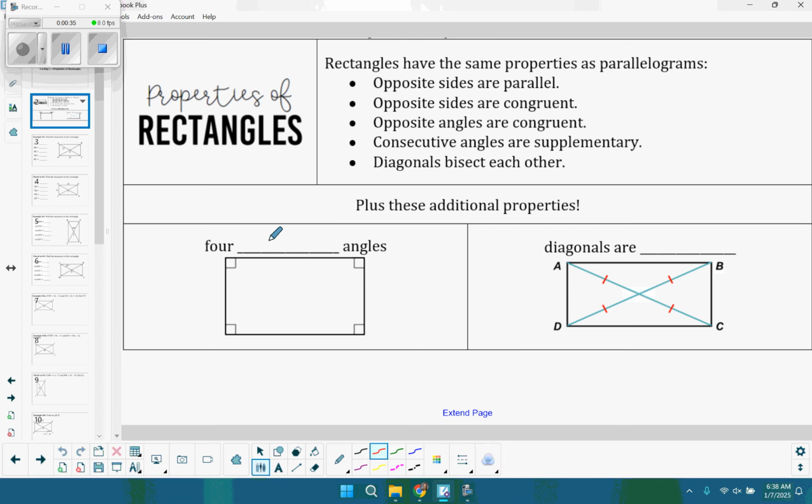So a rectangle has 4 congruent angles, or 4 right angles. And in a rectangle, the diagonals are congruent. So the whole length of AC is the same thing as the whole length of BD, as well as each individual piece since they were bisected. So all 4 little pieces of the diagonal are congruent.